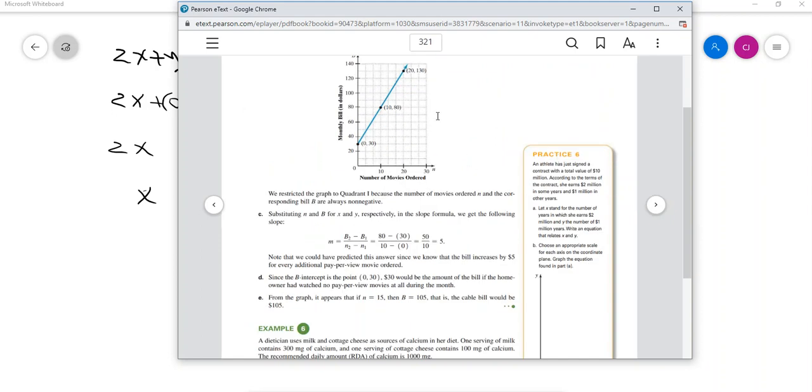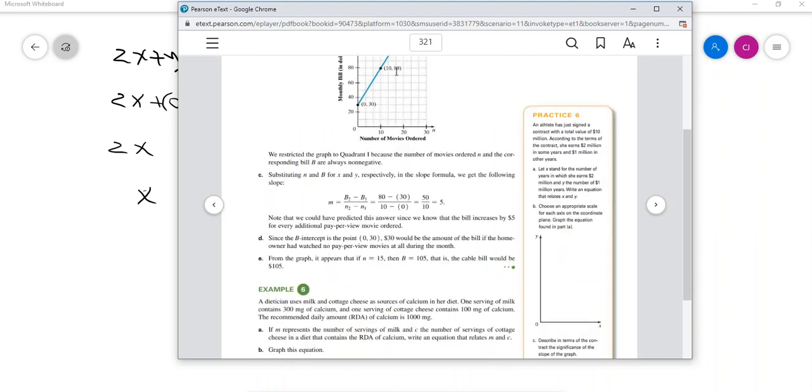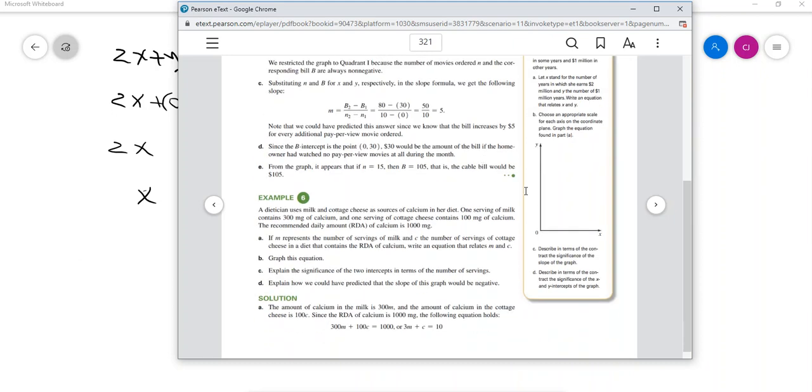And again, same idea. You have a line in this first quadrant, no matter what it's dealing with. Here we have number of movies ordered and monthly bill. They didn't have any movies ordered, they paid $30. They had 10 movies ordered, the bill was $80. And then 20 movies, well, $130 for the bill, okay? Those are ordered pairs. Plug them in, get your values, right?